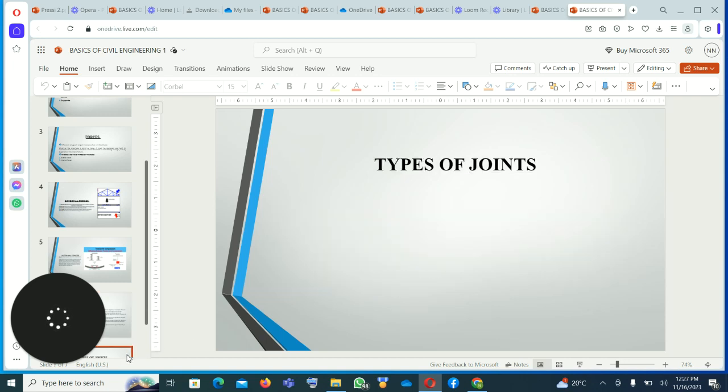That's the end of today's lesson. On the next topic, we'll pick up the types of joints, and ensure you have notes so that it will be easy for us to discuss during the lesson.